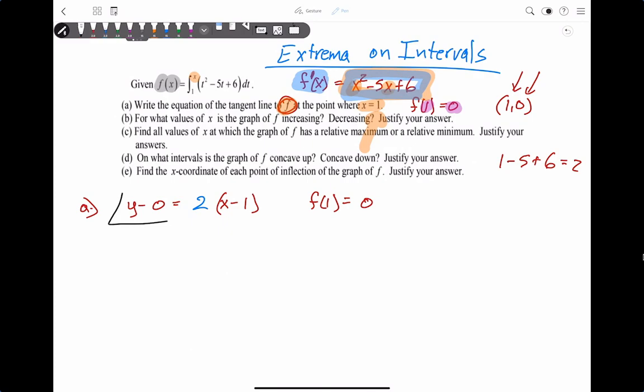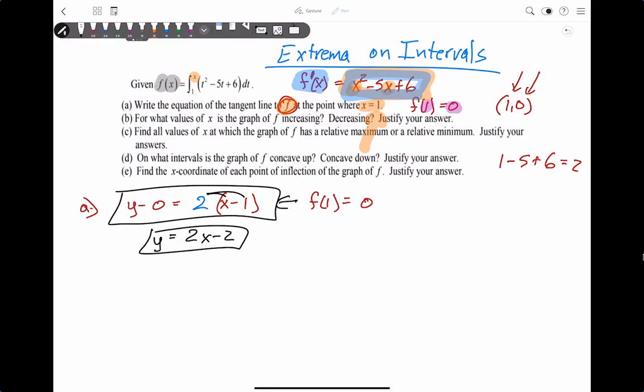So you can leave this as your equation of the tangent line, or if you want to distribute and simplify into slope-intercept form, you could just say y equals 2x minus 2. Same thing. Now remember, you do not have to simplify for the AP exam. So this one is more than enough, okay? Let's move on to part B.